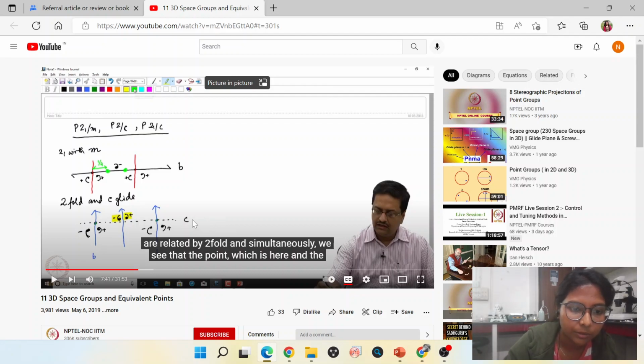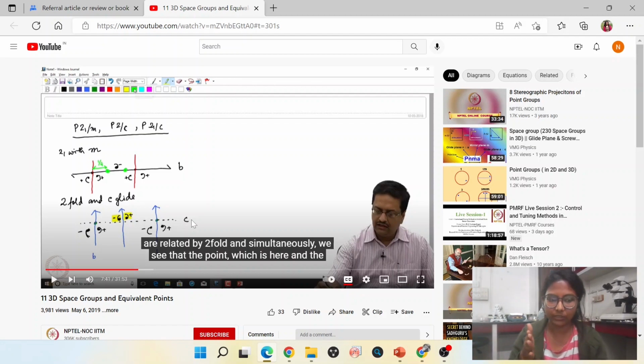Now if I want to perform the glide, then for glide I need to reflect it. For reflection, I need a mirror, and a mirror is a plane. For rotation, we need one axis about which we can rotate, but for reflection, we need a mirror like this. We need a plane so that this point can reflect here.